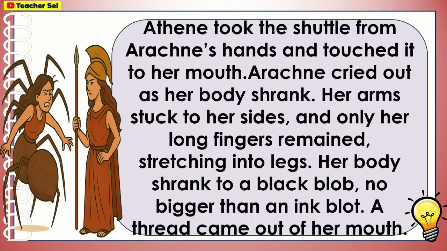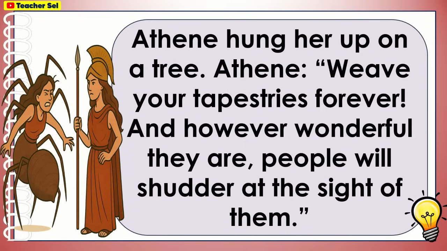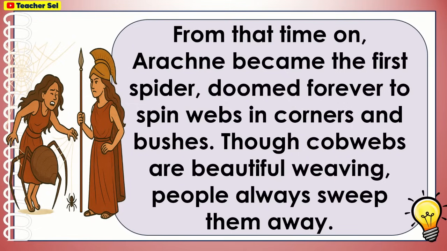Athene took the shuttle from Arachne's hands and touched it to her mouth. Arachne cried out as her body shrunk. Her arms stuck to her sides, and only her long fingers remained, stretching into legs. Her body shrunk to a black blob no bigger than an ink blot. A thread came out of her mouth. Athene hung her up on a tree. "Weave your tapestries forever, and however wonderful they are, people will shudder at the sight of them." From that time on, Arachne became the first spider, doomed forever to spin webs in corners and bushes. Though cobwebs are beautiful weaving, people always sweep them away.